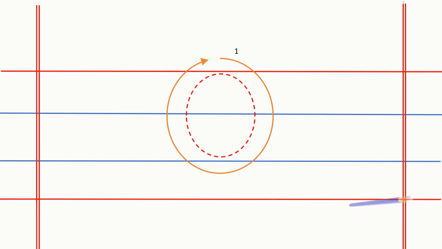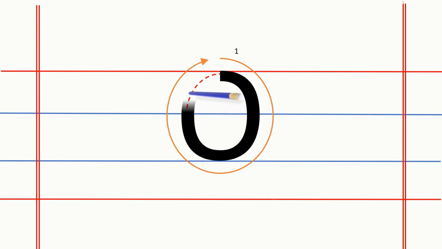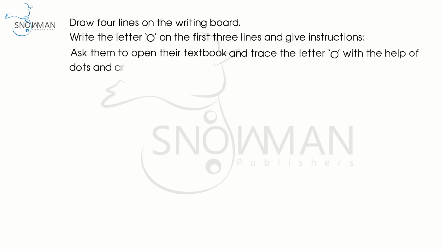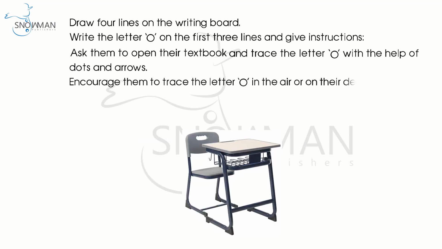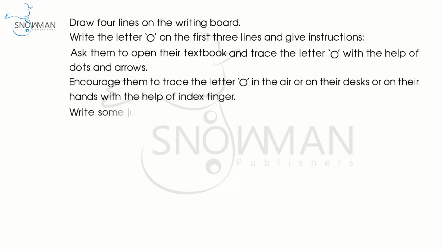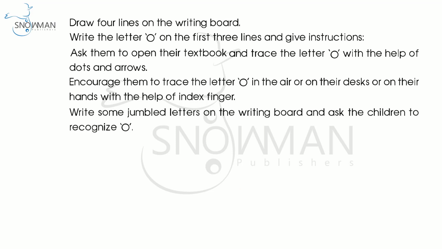Start from the red point and draw a full circle. Ask them to open their textbook and trace the letter O with the help of dots and arrows. Encourage them to trace the letter O in the air or on their desks or on their hands with the help of index finger. Write some jumbled letters on the writing board and ask the children to recognize O.